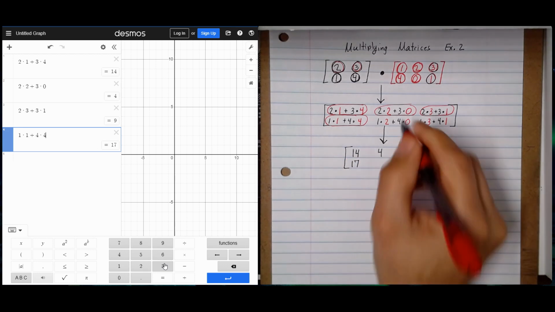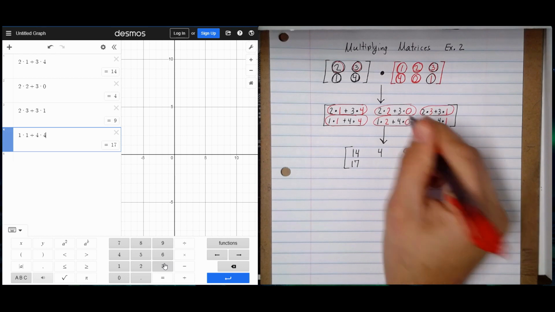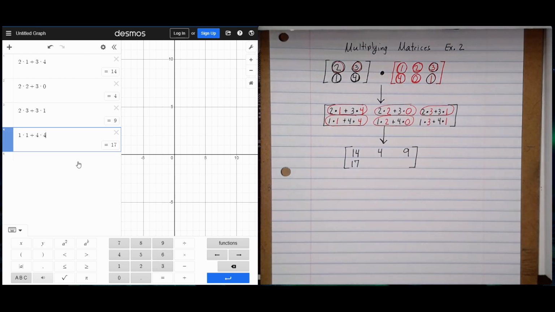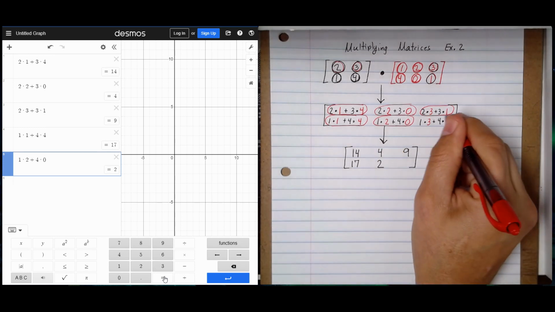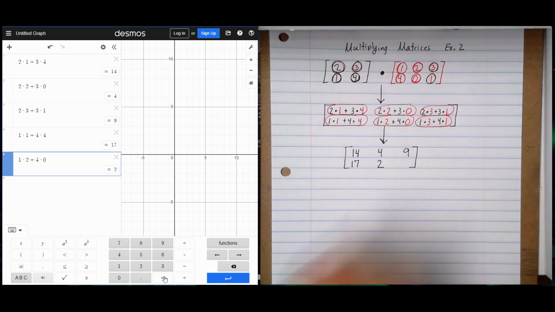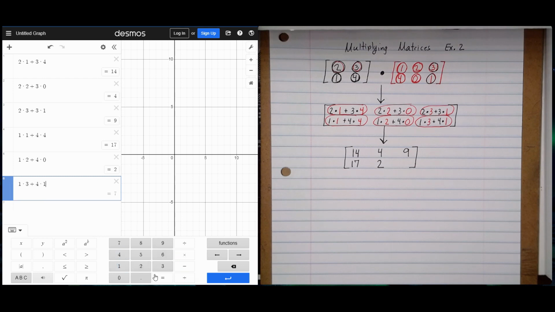And then we're going to do the next one. 1 times 2 plus 4 times 0. And it gives me 2. And our final problem is going to be 1 times 3 plus 4 times 1. And that's going to give me 7.